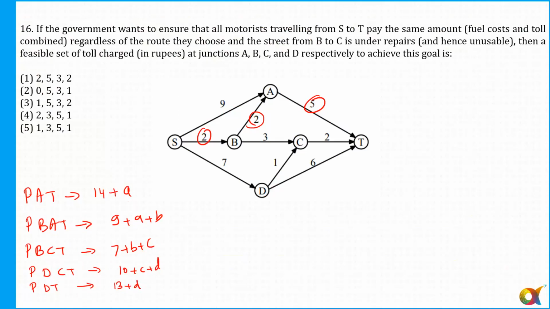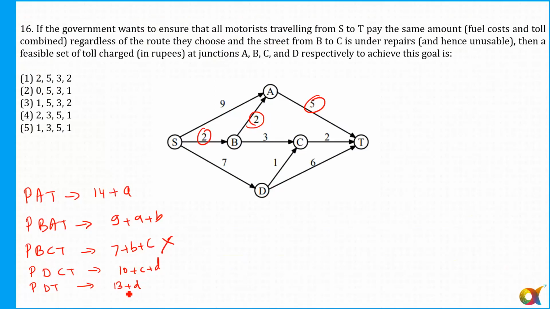Now, let's come to the question. It says, if the government wants to ensure that all motorists traveling from S to T pay the same amount, fuel cost and toll combined, regardless of the route they choose, and the street from B to C is under repairs. So B to C is under repair, which means this part is not possible. The third route, SBCT, is not possible at all. B to C is closed.